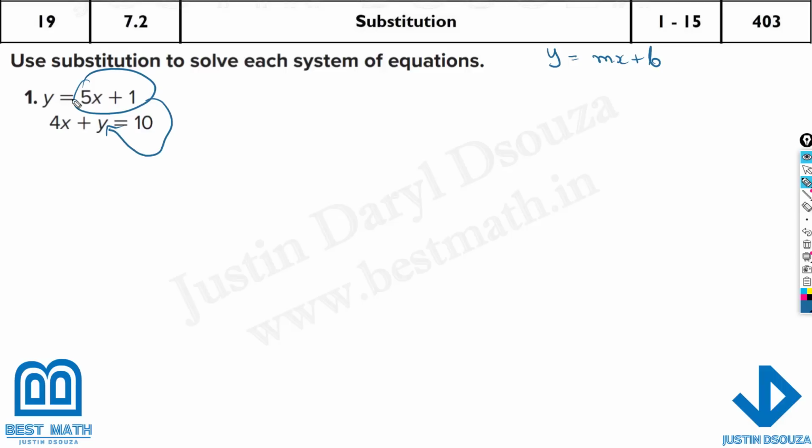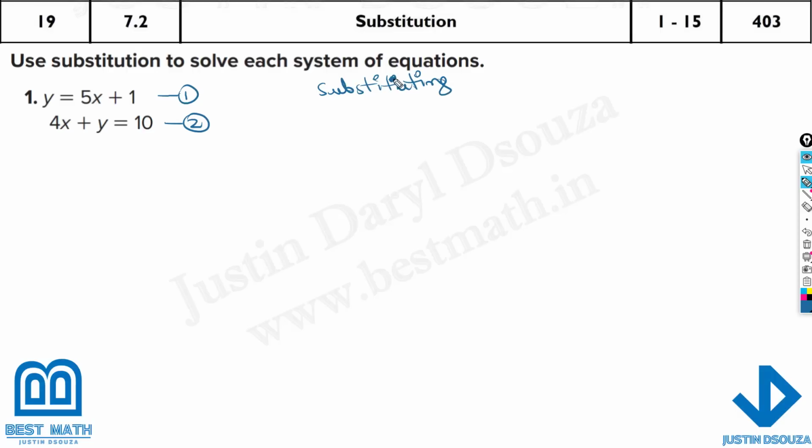So now this is y equals 5x plus 1. You put it in the second equation. Since it's a written exam, you can write something like this. Equation 1, equation 2. Over here, this is the substitution method, substituting equation 1 in equation 2.